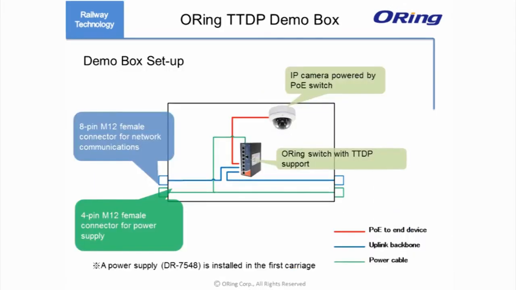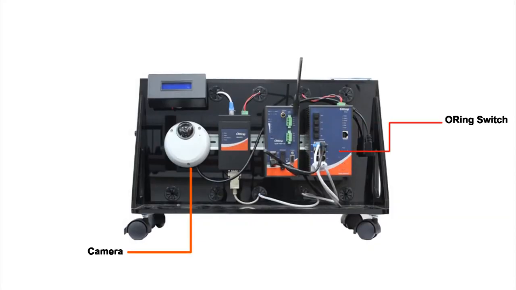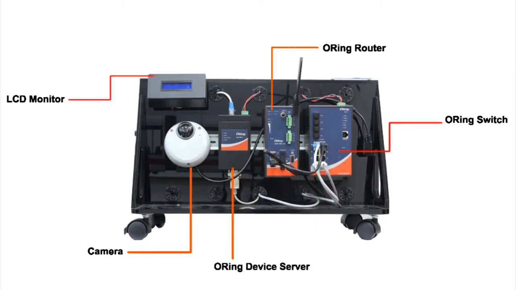Oring has created a demo box simulating deployment in the train. The demo box includes a TTDP-enabled Ethernet switch and an IP camera connected to it. The IP camera is powered by the switch through its PoE port. M2M connectors are used in the demo box to resemble connections in actual trains.